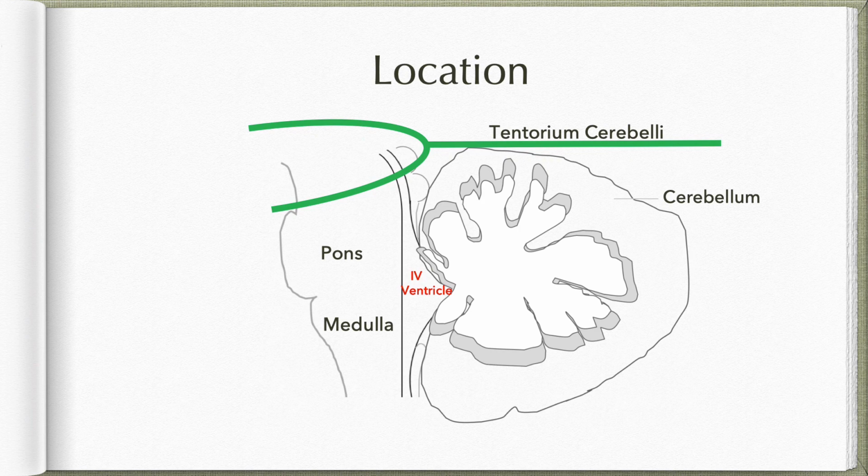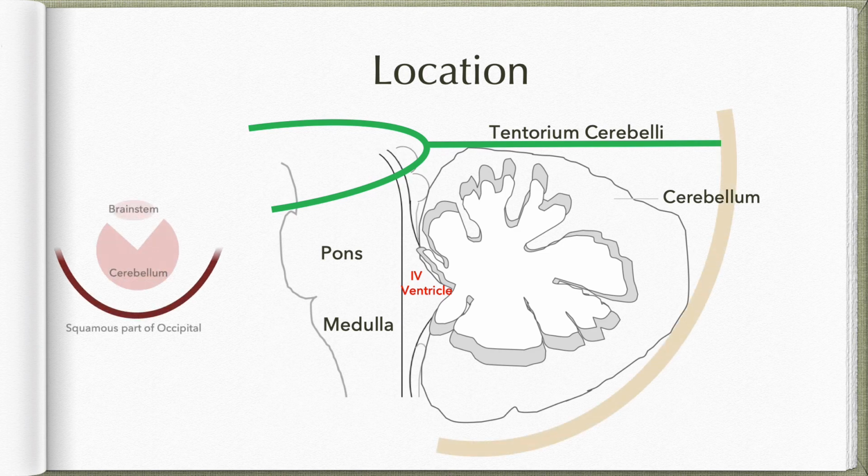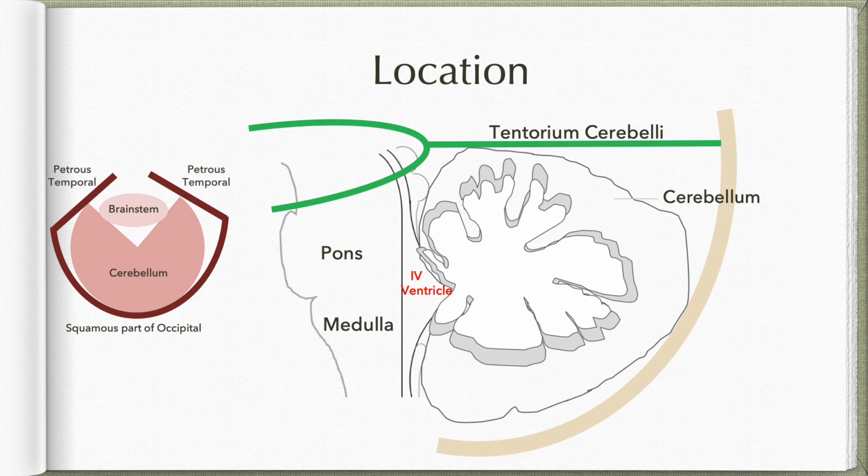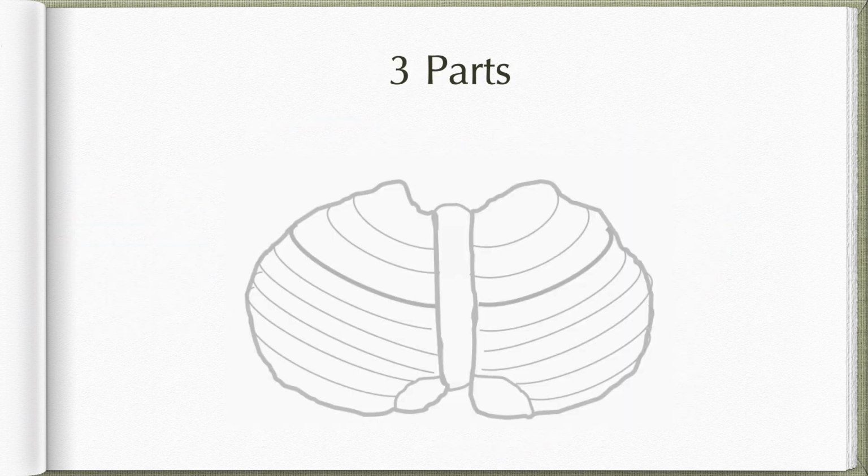It is located within the posterior cranial fossa, where it is related to 3 bones. Posteroinferiorly it is related to the squamous part of the occipital bone, and on either side the cerebellum flanks the brainstem, where it is related anteriorly to the posterior surface of the petrous temporal bone of either side. It's made up of 3 parts: a midline vermis, and on either side a pair of hemispheres.